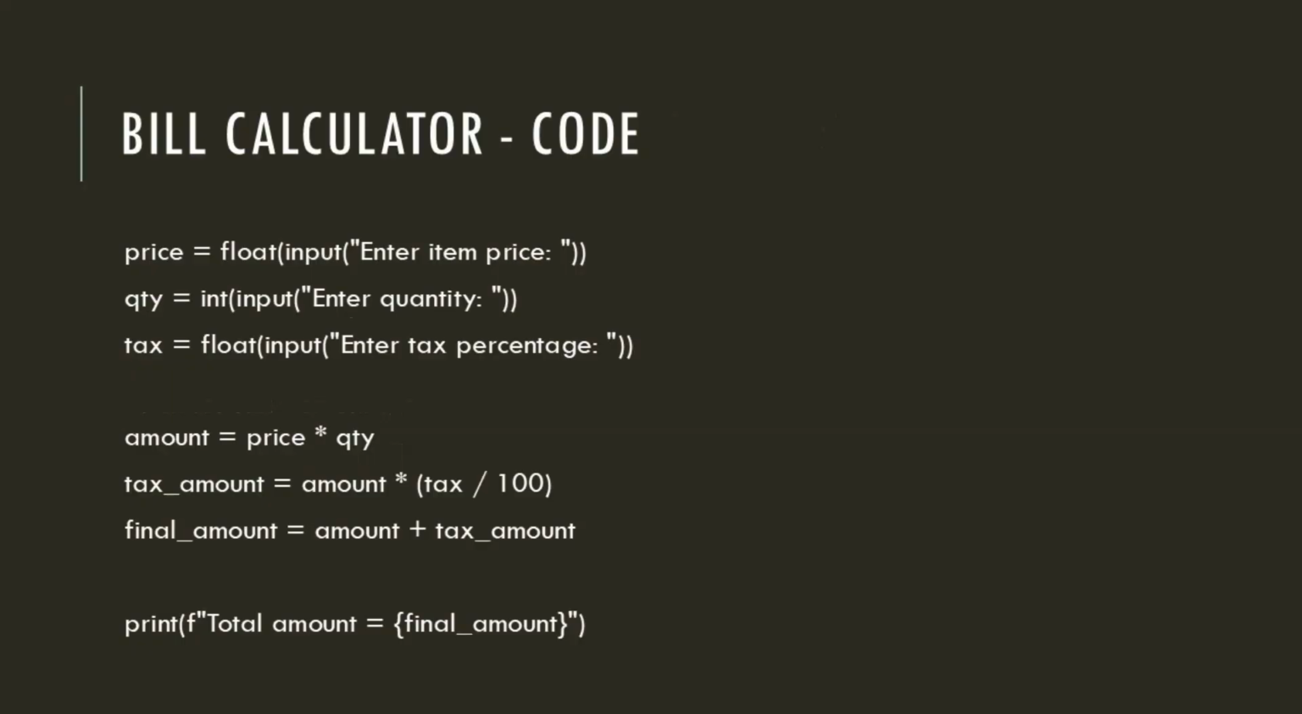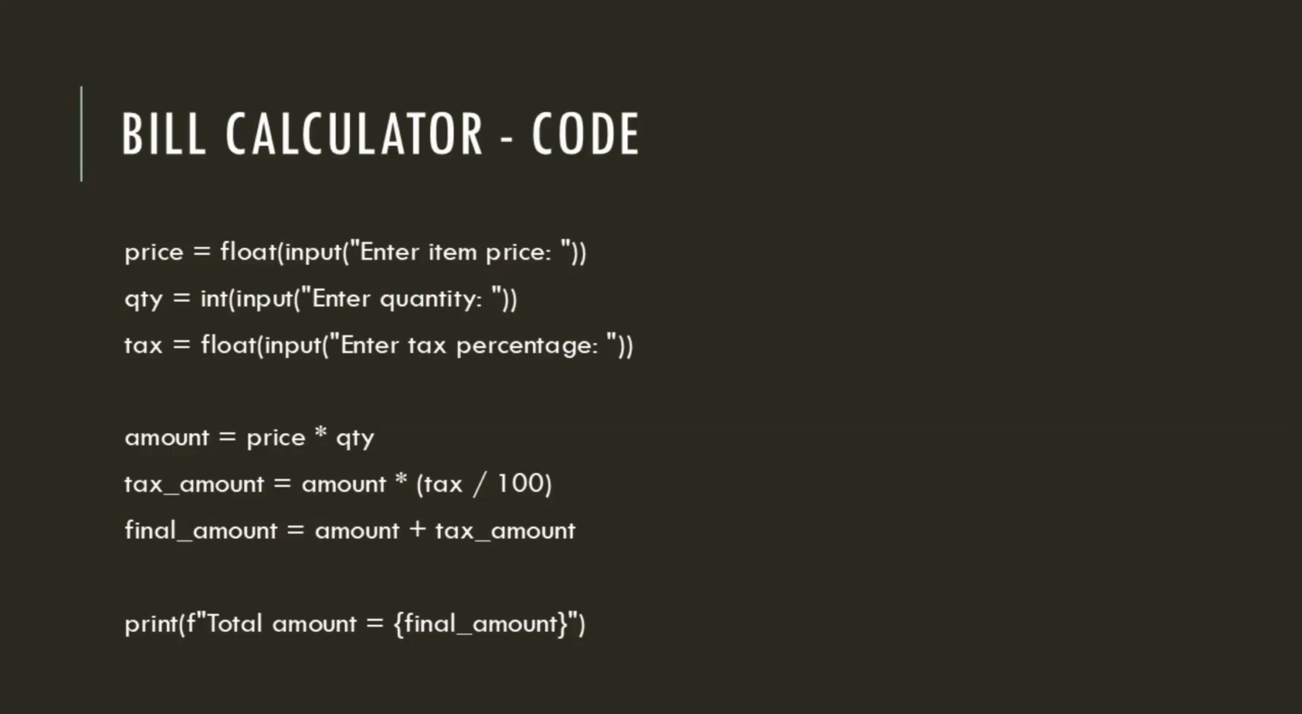price = float(input("Enter item price")). quantity = int(input("Enter quantity")). tax = float(input("Enter tax percentage")). Here we see that we have used type conversion. Price is a float value, meaning it can store decimals. Quantity is an integer, meaning it carries whole numbers. Tax is again a decimal.